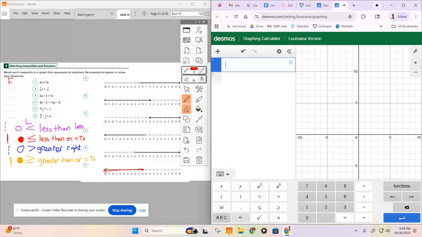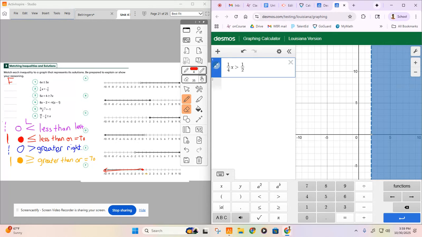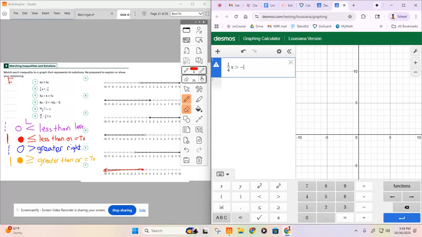The next inequality, 1/4 x is greater than 1/2. Sorry, that's a negative 1/2. Let me back that up. Negative 1/2.